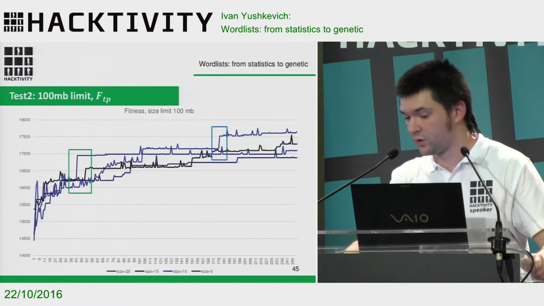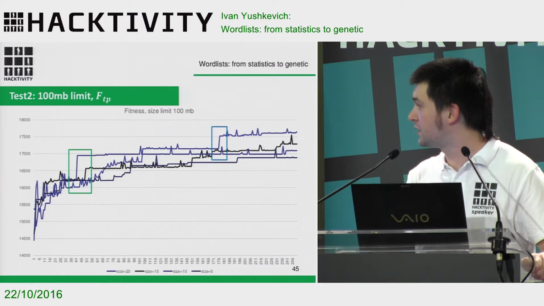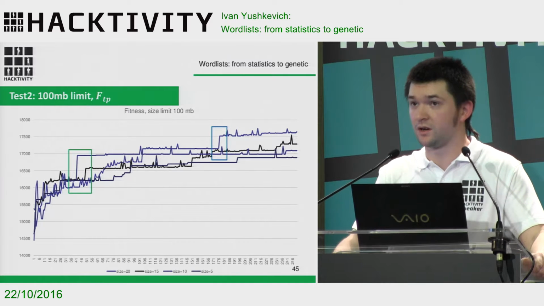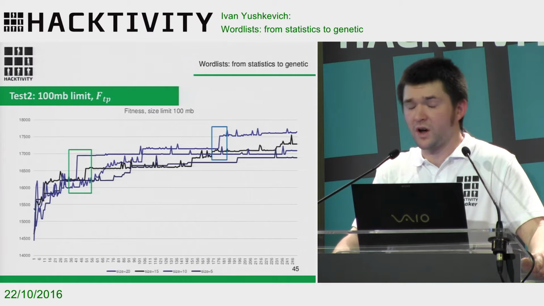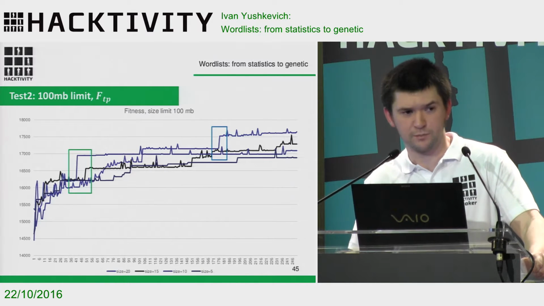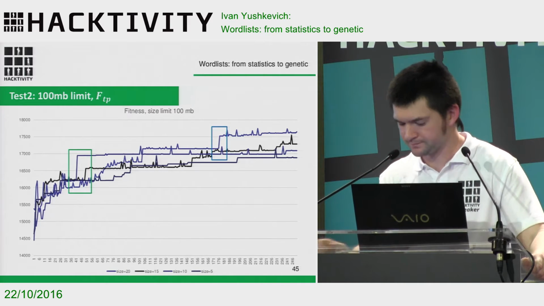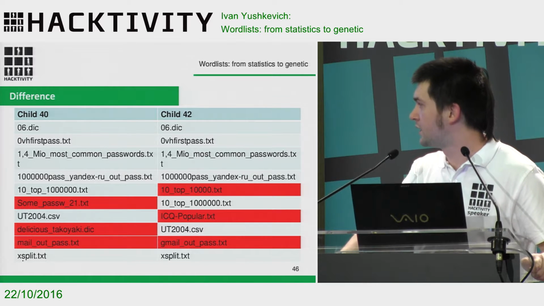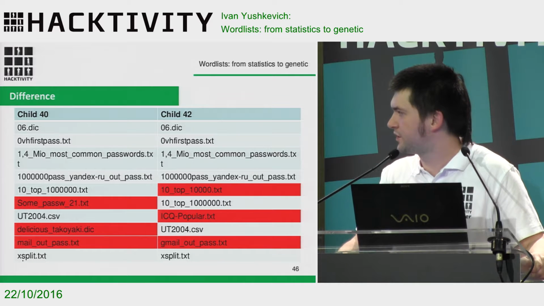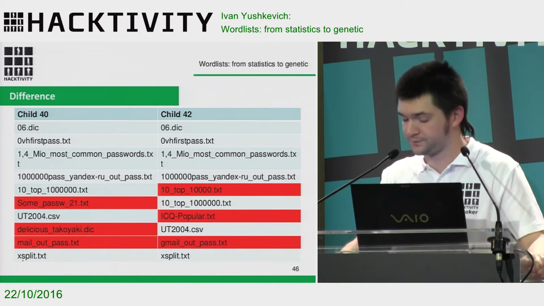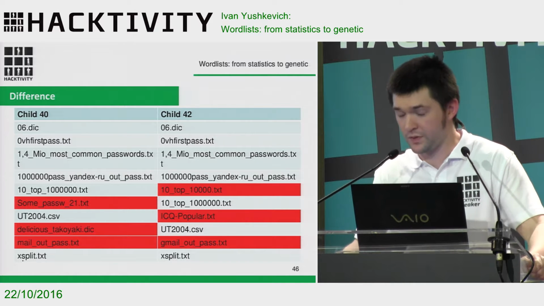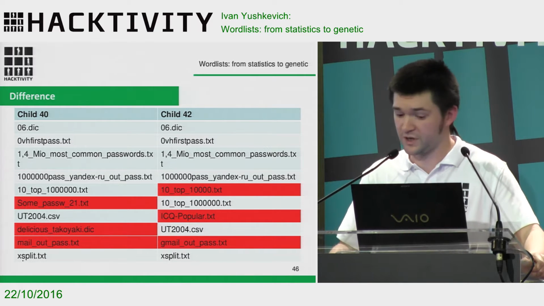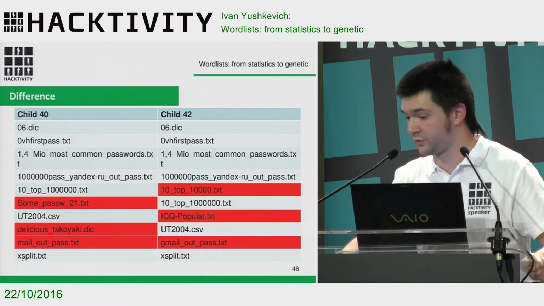So another test for 100 megabytes. As you can see, the chromosome with size 20 got better results than the others. It's pretty clear that for 100 megabytes, many more dictionaries can be picked up than for 10 megabytes. Some difference between 2 children: you might see that there are two similar dictionaries like mail-out-pass and Gmail-out-pass. They are pretty much the same, except that Gmail-out-pass has many more user passwords than mail-out-pass, so the better child preferred it instead of the other.